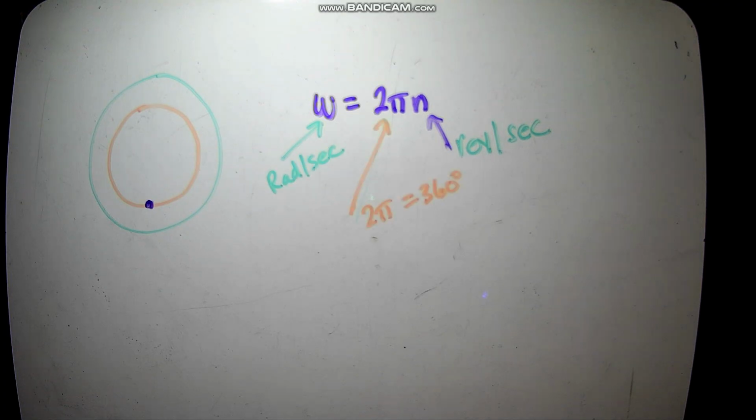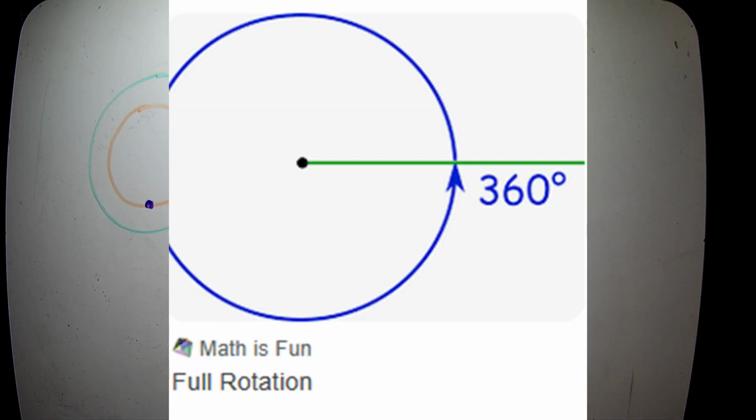Explaining that very simply, here we have the formula. So angular velocity, that is the omega, equals 2πn. The n is in revolutions per second. The omega is in radians per second. 2π is equivalent to 360 degrees.